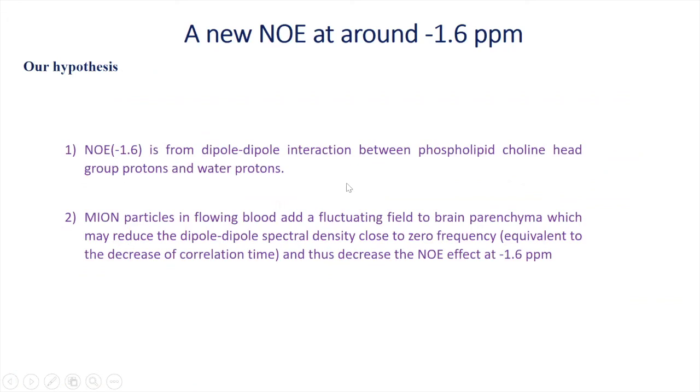First, the phantom study suggests that NOE may be from dipole interactions between phospholipid choline head group protons and water protons. Second, the Maya study may suggest that the Maya particles in flowing blood add a fluctuating field to the brain parenchyma, which may reduce the dipole spectral density close to zero frequency. This is equivalent to a change of correlation time and thus a decrease of the NOE effect at minus 1.6 ppm.